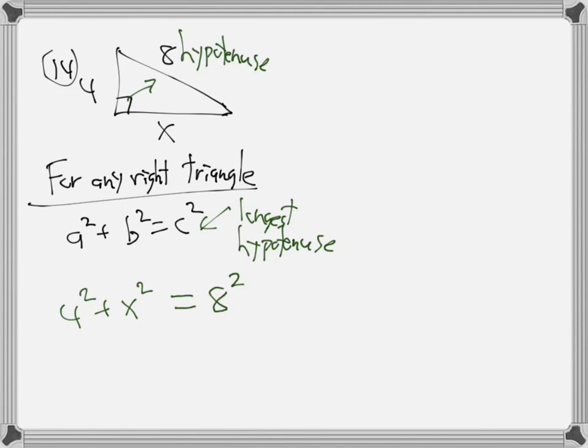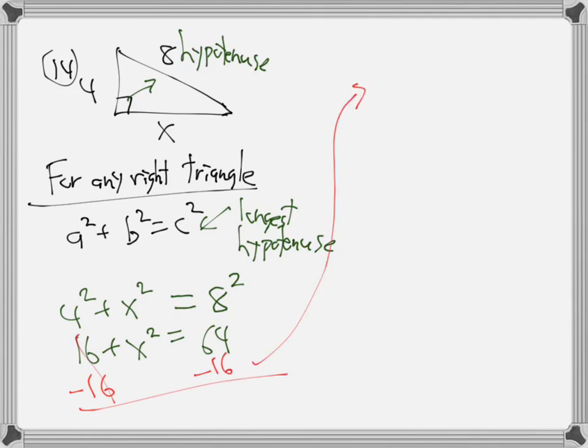So what's 4 squared? 16. 8 squared, 64. How do we solve for x here? Get the x squared alone. 8 times 8 is 64. So subtract 16. Bring it up here. We have x squared equals 64 minus 16. 48? Yeah, 48.